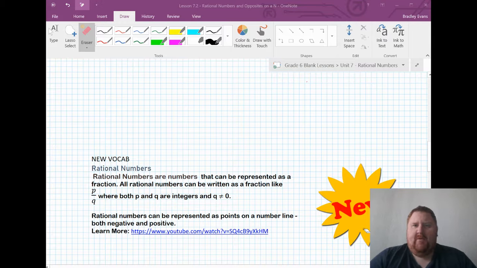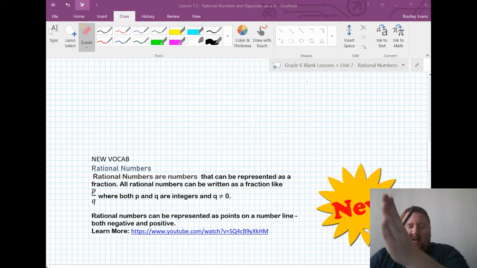Okay, so just before we keep going, a little bit of time for some new vocabulary. A really important piece of understanding in this unit is the term rational number. It's in our enduring understanding that we know that they can be ordered. That means we can put them in a certain classification. But what is a rational number?